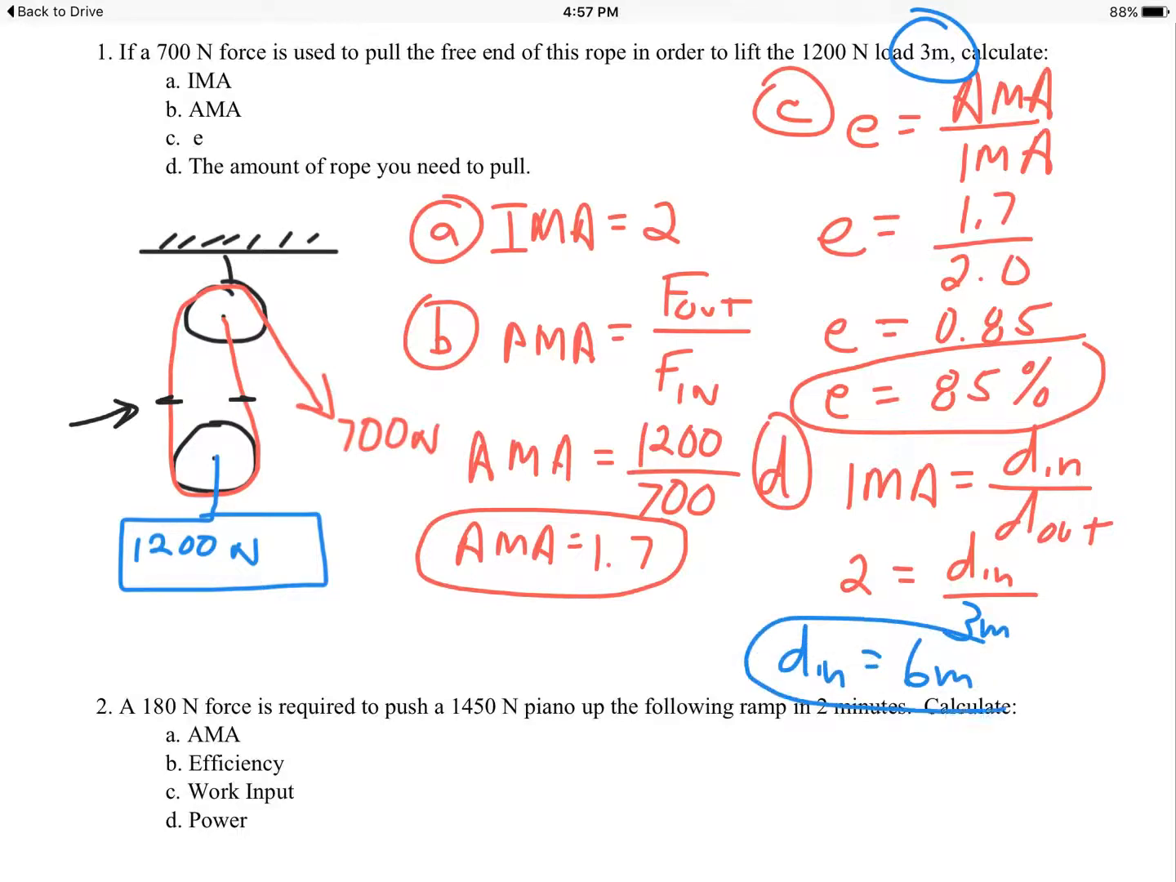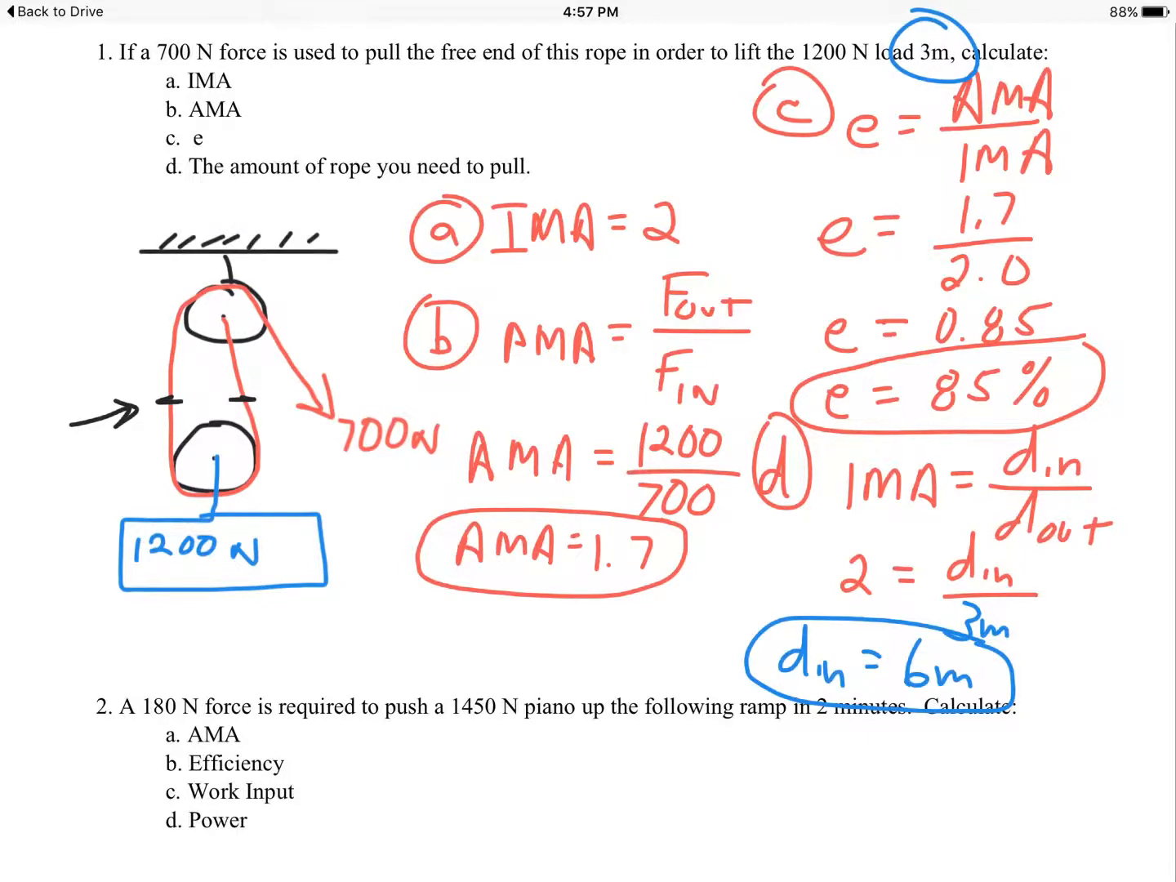In other words, because the ideal mechanical advantage here is 2, you're going to be using half the force in the ideal case, 600 newtons, but in this case 700 newtons, to lift this load, but you can only lift the load half as far as you're pulling the rope. You're pulling the rope 6 meters to lift the load only 3 meters. So that's your input distance.